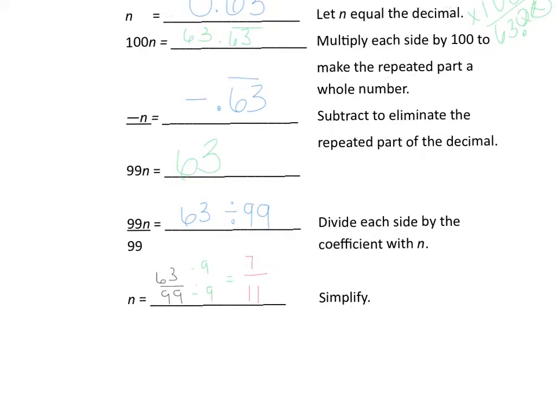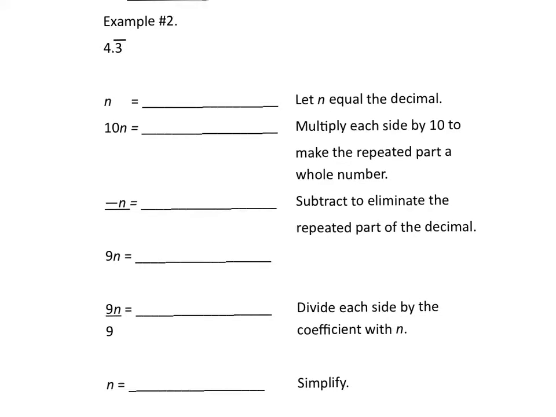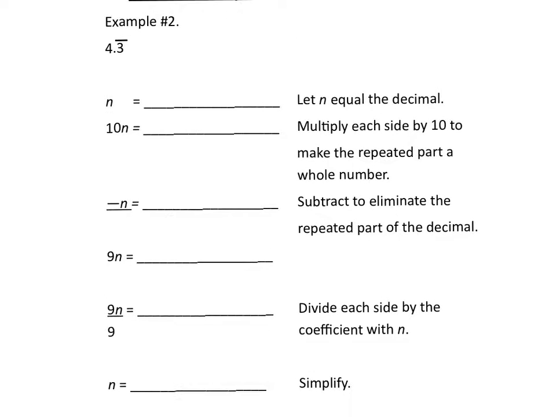Let's take a look at example number 2. 4.3 repeated. So once again, n is going to equal the decimal, so we're going to let n equal 4.3 repeated. My apologies, sorry for that.